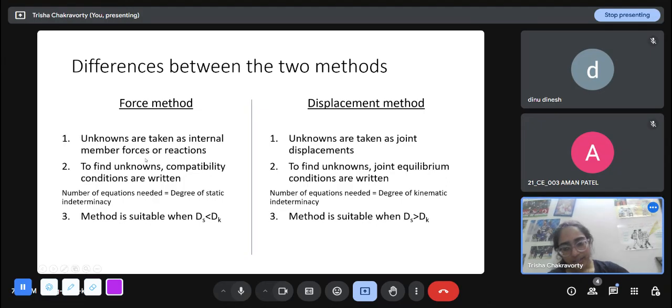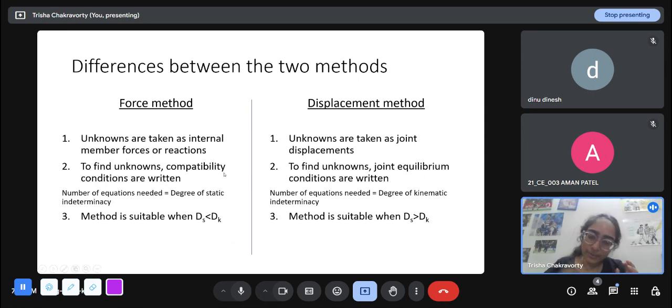In force methods, to find the unknowns, we write the compatibility conditions, and in displacement methods, to find the unknowns, we write the joint equilibrium conditions. So compatibility conditions and equilibrium conditions are the complementary conditions or restraints that are always satisfied by a structure. Here, the number of equations needed is the degree of static indeterminacy, which we have looked at. And here, the number of equations needed is the degree of kinematic indeterminacy, which we will look at today.